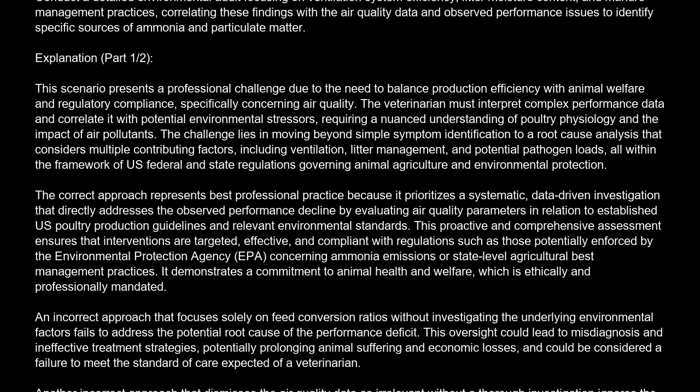An incorrect approach that focuses solely on feed conversion ratios without investigating the underlying environmental factors fails to address the potential root cause of the performance deficit. This oversight could lead to misdiagnosis and ineffective treatment strategies, potentially prolonging animal suffering and economic losses, and could be considered a failure to meet the standard of care expected of a veterinarian.